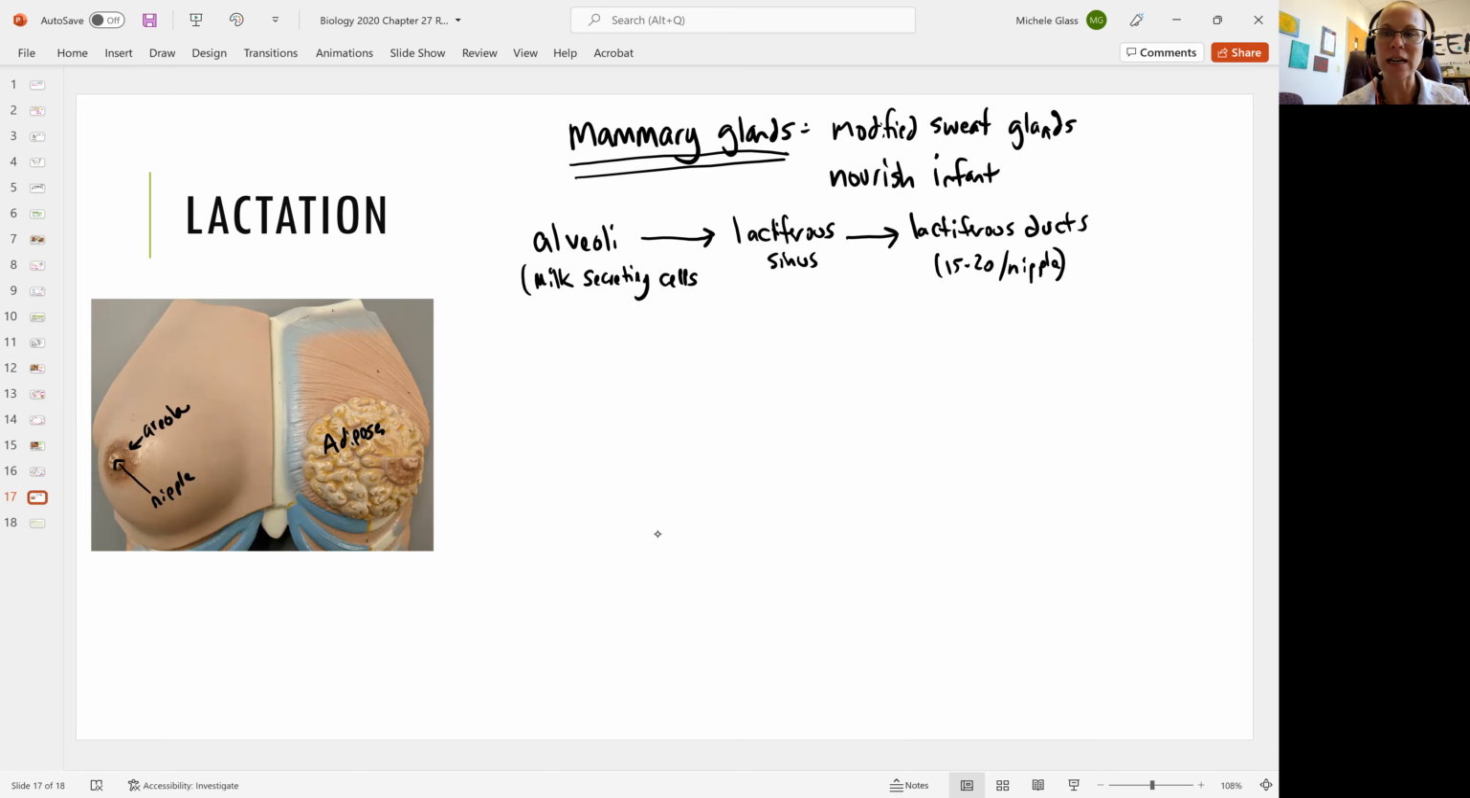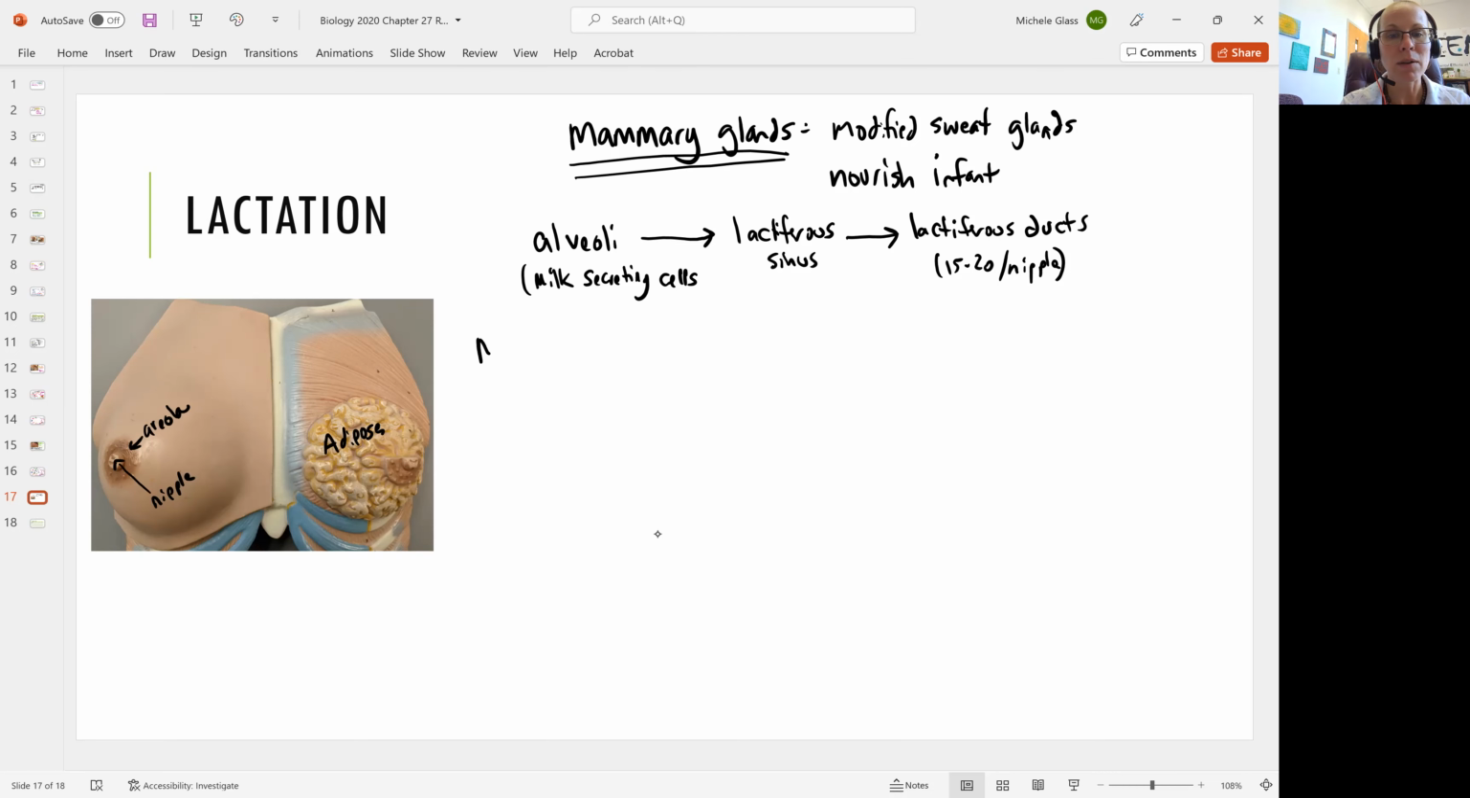And what we'll see again is we're getting some development of the breast tissue with each cycle, with the release of estrogen and progesterone that can cause some swelling and tenderness associated with those ovarian cycles, but we're not really seeing fully functional mammary glands until pregnancy.